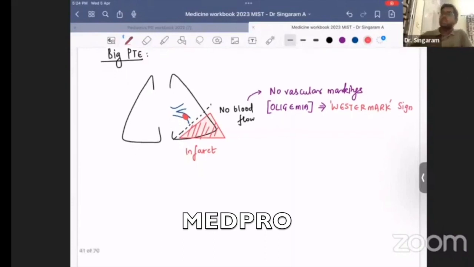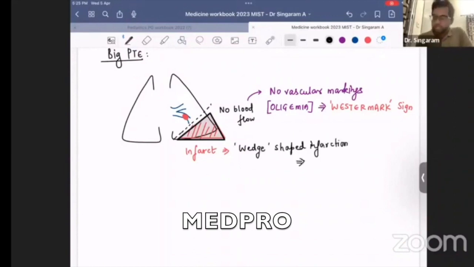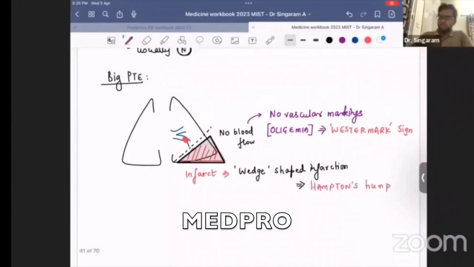Second thing, the area of infarction will appear like this, a triangular area. Can you see that outline which I'm talking about? It is more like a triangular area, which we call a wedge-shaped infarction. Any of you know the name for this? The wedge-shaped infarction is also called Hampton's hump. So two important signs which I want you to remember: one is the Westermarck sign, and second is Hampton's hump.